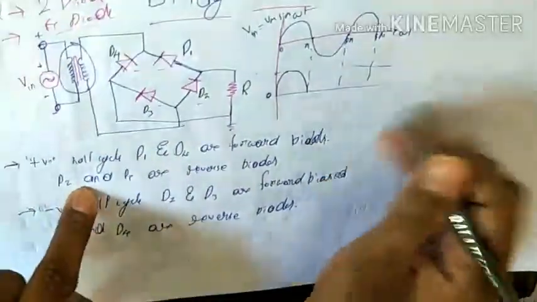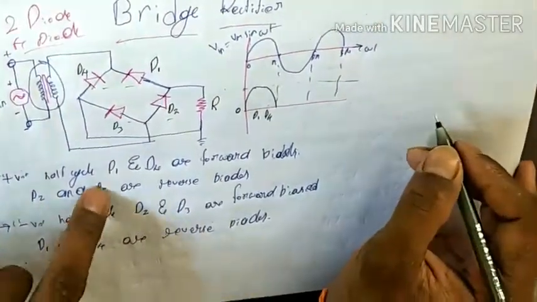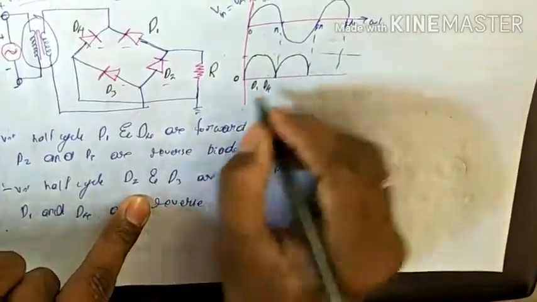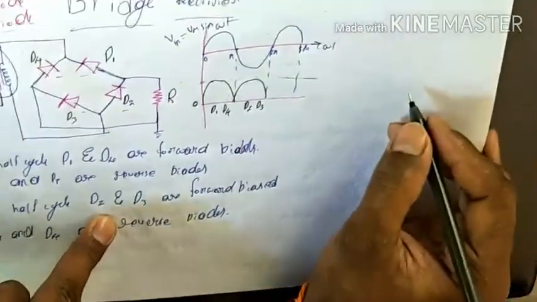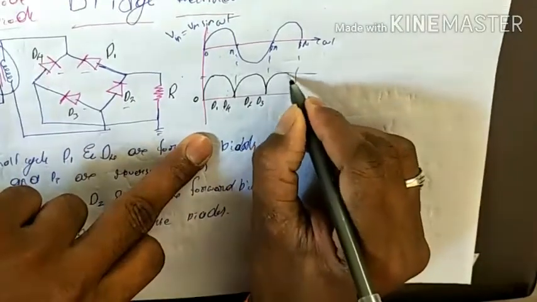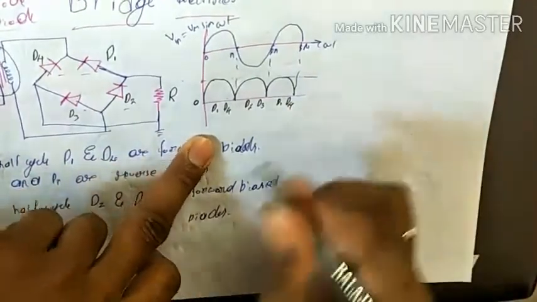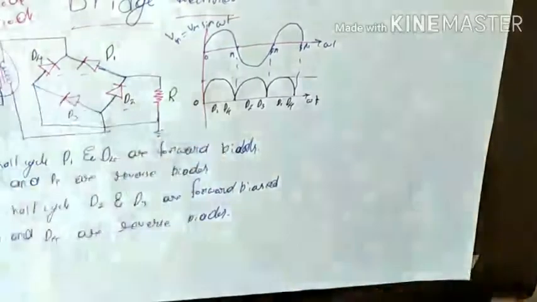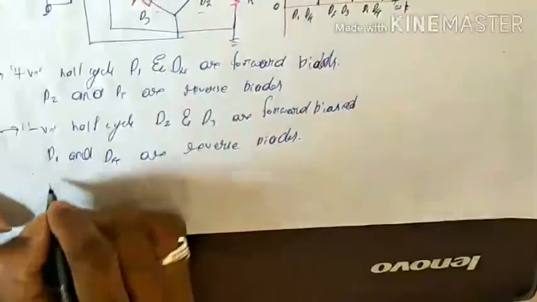For the first half cycle the diodes D1 and D4 are forward biased. For the next negative half cycle, which diodes? The next two diodes D2 and D3 are forward biased, and the remaining are reverse biased. Like this, D1 and D4 are forward biased again. In this way we get the output voltage of the bridge rectifier. Now we will see the advantages and disadvantages.